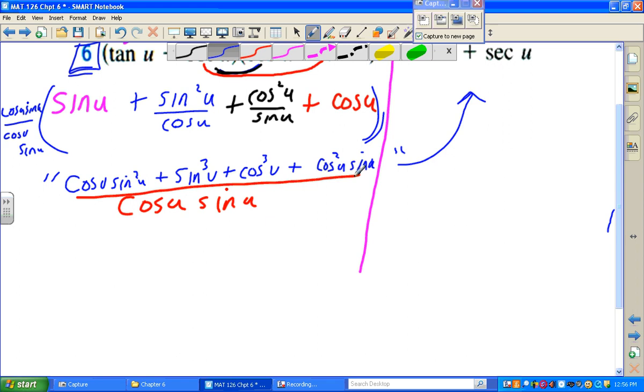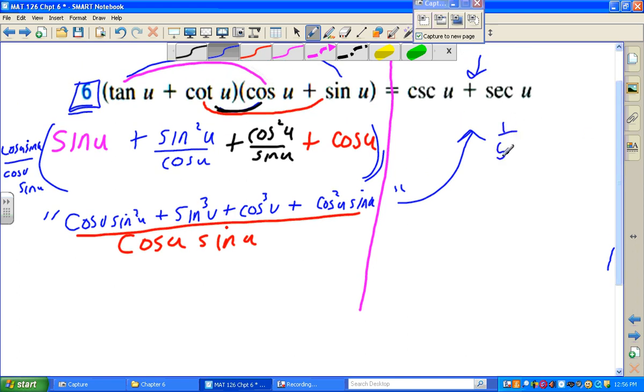How do you know that? Well, this will have to be 1 over sine. Sam's doing a little work over here saying, look, that is 1 over sine and 1 over cosine, right? And this is kind of like cosine plus sine all over sine times cosine. Okay, so that's what that is. So if you can get to here, you can get to your answer. Right? How can you make the top look like cosine plus sine?